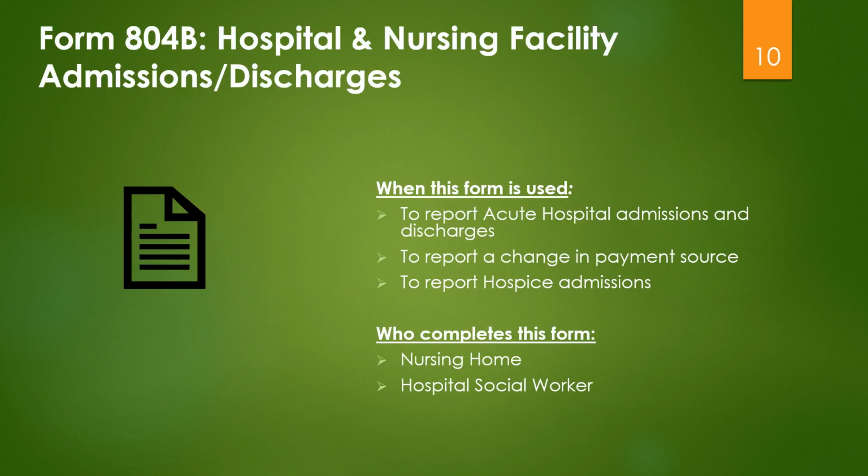Form 804B, Hospital and Nursing Facility Admissions and Discharges. This form is used by hospitals and nursing facilities to report acute hospital admissions and discharges. The form is also used to report a change in payment source or hospice admission. This form is managed and updated by DEVA and can be found on the Vermont Medicaid website. This form is completed by either the nursing home or the hospital social worker.